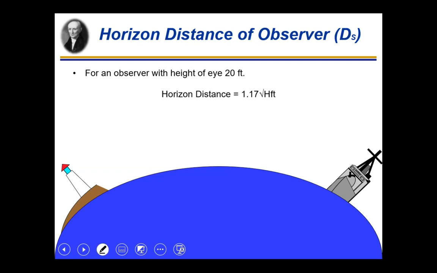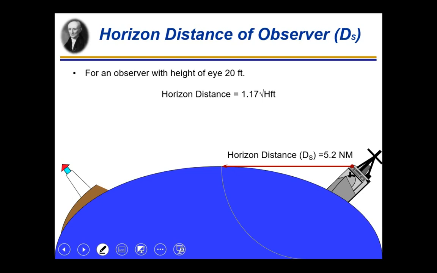Now we need to do the exact same thing for the observer. Horizon distance of the observer is the maximum distance an observer can see based upon their height of eye and the curvature of the Earth. In this example, the height of the observer is 20 feet. The product of the square root of 20 and 1.17 yields a value of 5.2 nautical miles.